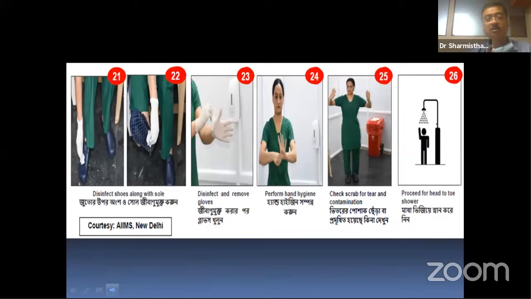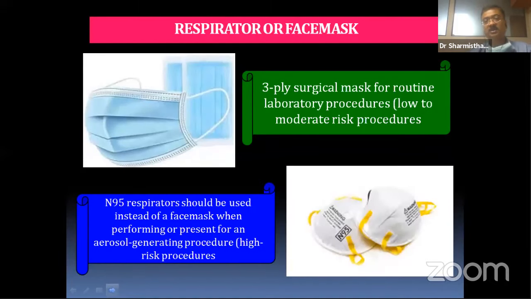So any breach during this entire sequence can lead you to a hell-like situation. That is why you must be very careful, particularly when you are doffing. These are the face masks. You can use a 3-ply face mask like this, or you can use an N95 respirator, depending on what kind of risk procedures you are performing or going through.